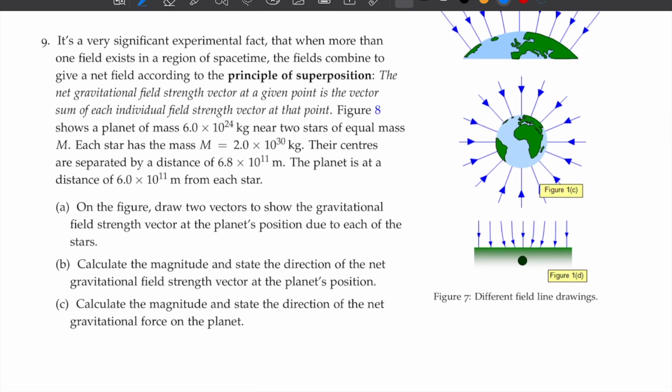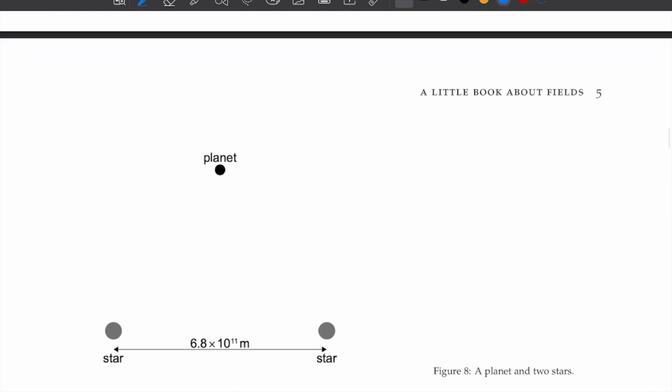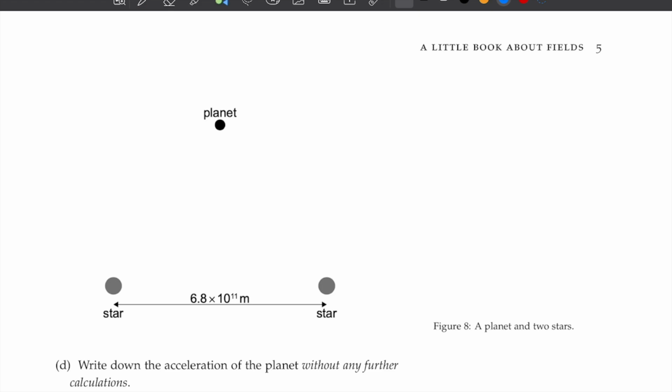First of all, just on the figure, draw 2 vectors to show the gravitational field strength vector at the planet's position due to each of the stars. So basically, at the planet's position, there's a field strength vector due to the star on the left, and at that point there's also a field strength vector due to the star on the right. There's a G1 vector and a G2 vector. And those two fields superpose.